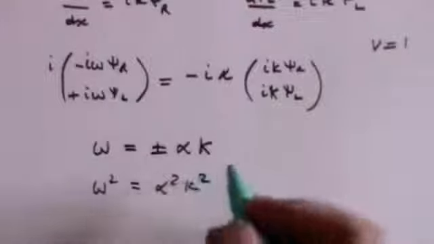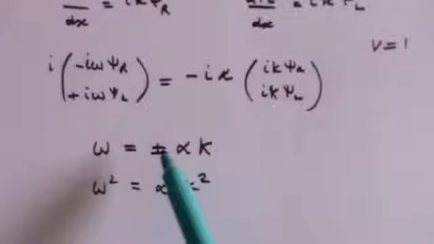And we can sort that out quite easily by squaring it. So omega squared is alpha squared k squared, irrespective of whether you use a plus or a minus. And I want to park that, because now I want to ask the question, what about mass?